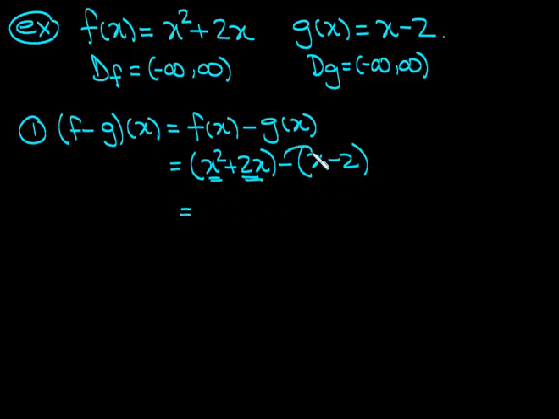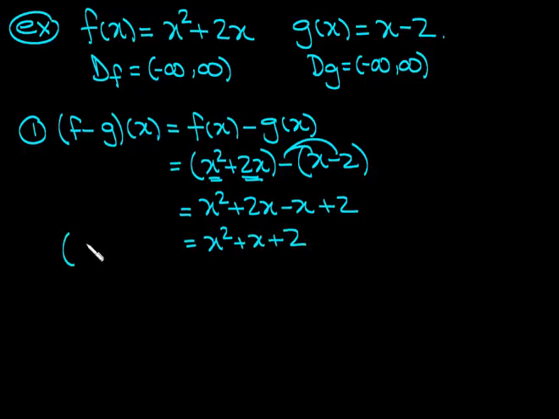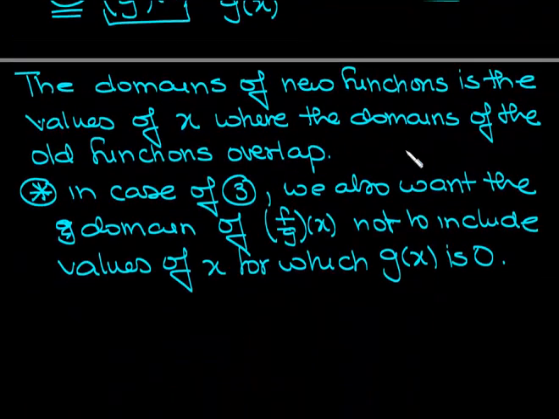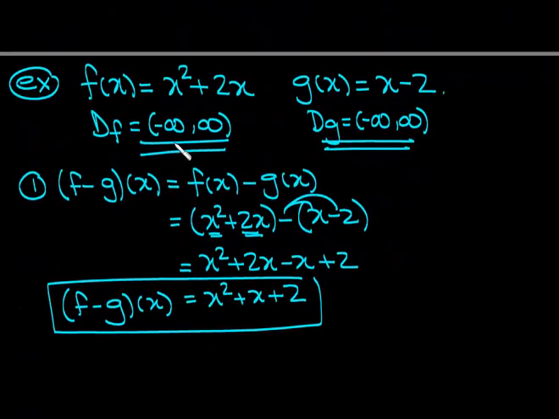We're just adding polynomials, so you just distribute. So we get x squared plus 2x minus x plus 2. So we get x squared plus x plus 2. So there's my new function, f minus g of x. And what's the domain of this function? You don't go by what the domain of this is, you go by the domains of these. What did we say? The domain of the new function is wherever the domains of the old functions overlap. Where they overlap. In this case, since the domain of this is minus infinity to infinity, this is minus infinity to infinity, the domain of this will be minus infinity to infinity because they overlap everywhere.